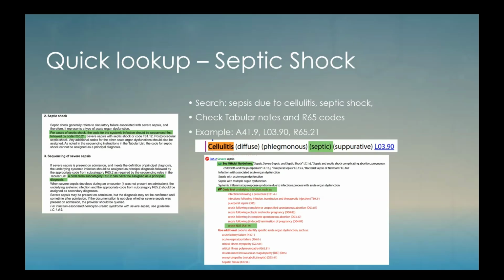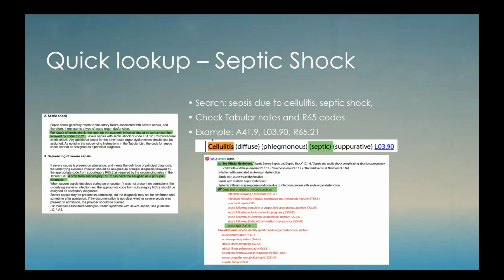Number 4, add any additional acute organ dysfunction codes. If the patient has other organ dysfunctions like acute respiratory failure, encephalopathy, or hepatic failure, those must also be coded. Remember, septic shock already implies organ dysfunction, but ICD-10 still expects you to code each specific organ failure when documented.